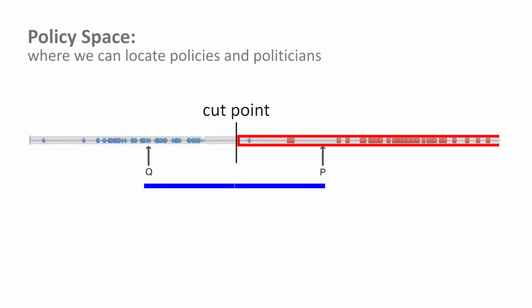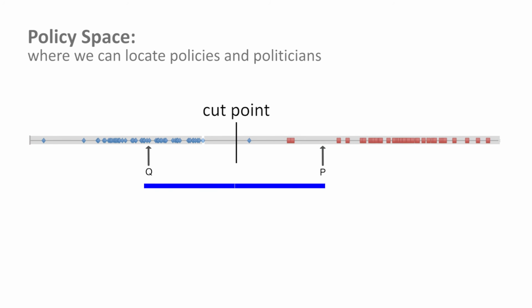Now let's add in the senators. Does this bill pass? How do we know? We look for the median senator, number 50. Well, there she is. This time she's on the Q side, so the bill doesn't pass.